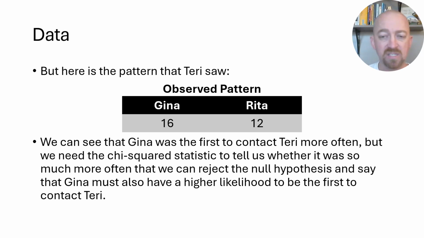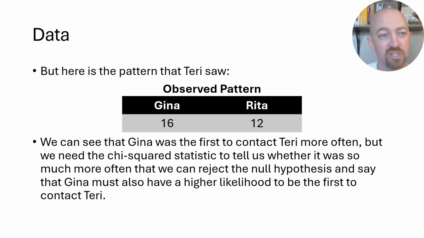Okay, this is what we need the chi-squared analysis for. It can now tell us, does this now reflect a higher actual likelihood, or is it still possible we could see this pattern if the null hypothesis is still true? In other words, can Gina have a 50% chance of being the first to contact her, and Rita can have a 50% chance of contacting her, and we still saw this pattern? If so, then we don't want to reject the null hypothesis. Okay, that's essentially what the chi-squared analysis does. So now I'll show you how it does that.